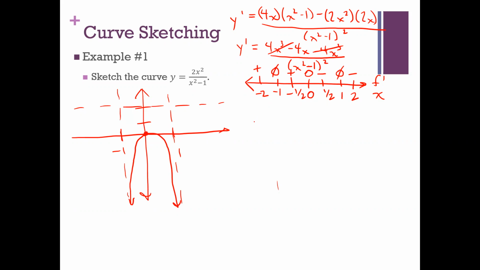Or here's another piece of data I can get for you. Let's get what y is when x is equal to -2, and what y is when x is equal to +2. This will be 2 times -2 squared over -2 squared minus 1, and that's equal to 8/3. And is this going to be the same number?